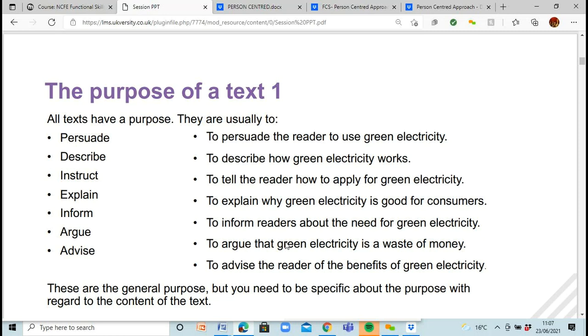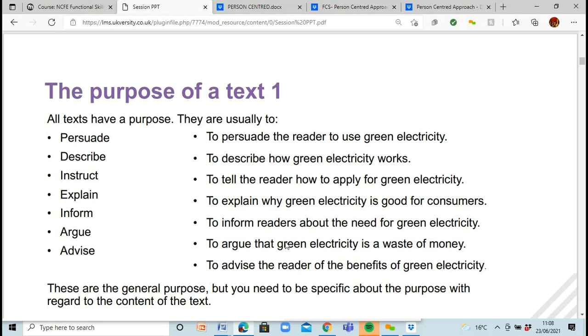There's text to describe, so there's text that'll be there to describe how a particular thing works. There'll be text to instruct, which tells you how to do a certain thing, to give you instructions. An explanation text is to explain a particular topic, like electricity. Why is green electricity good for consumers? And then texts are there to inform, to give you information about a particular topic.